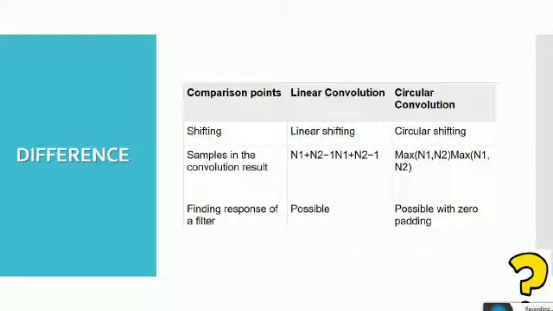Finding the response of a filter. In linear convolution, without doing anything, the response of the filter can be found. But in circular convolution, if we are going to find the response of the filter, we have to pad zeros. What is meant by padding zeros? There is one condition that we have to make the lengths of the two sequences the same, that's why we have to pad zeros. It means we add zeros to that sequence, which doesn't change the sequence, but it equalizes the length.